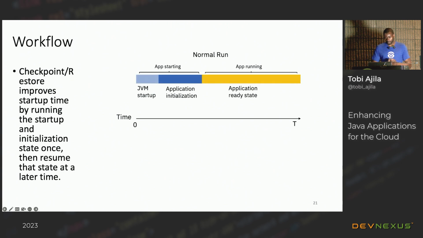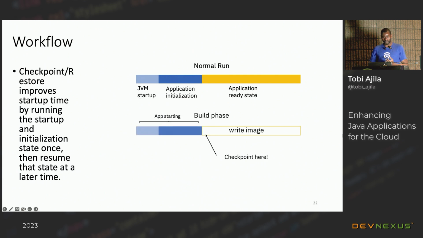Okay, so let's look at the workflow. In a typical application run, you've got the JVM startup, so initializing the JVM, initializing DLLs, et cetera. And then you have to load the JCL and initialize those classes. And then once that's complete, you have to load the application classes and do the initialization there. Then once all of that is done, your application is ready. So here's a visual representation of what that looks like. These boxes are not necessarily to scale, but you get the idea.